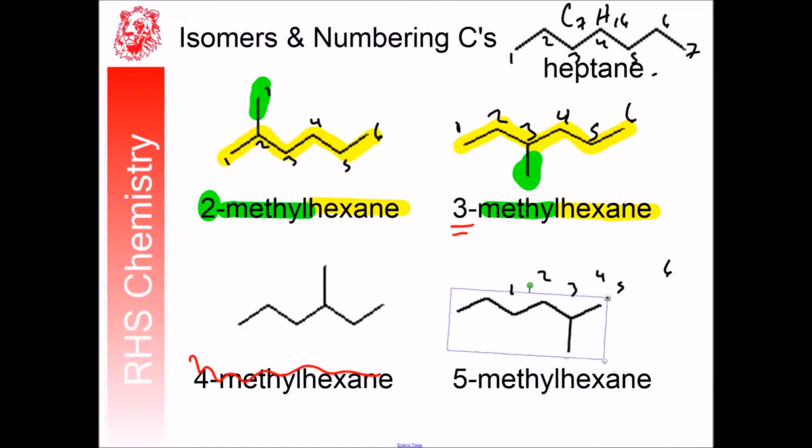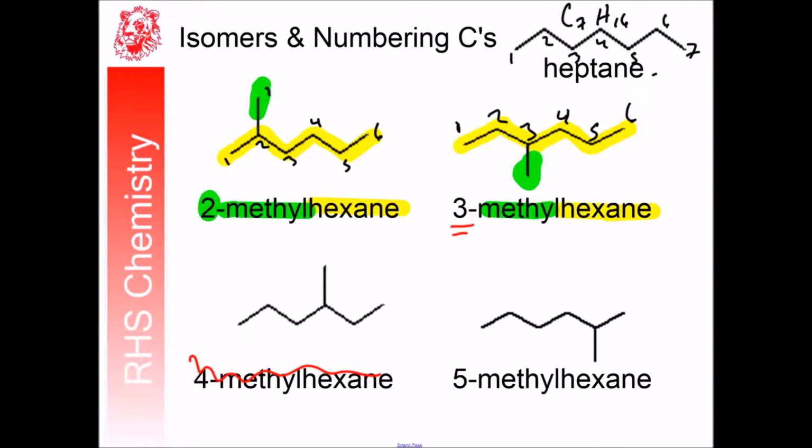When I do my counting, I'm going to want to make sure that I give the branches the smallest possible number. So instead of going this way, 1, 2, 3, 4, 5, 6, I really ought to be going this way, 1, 2, 3, 4, 5, and 6. And so I would end up with 2-methylhexane instead. That's the proper number. Over here, the same, 1, 2, 3, 4, 5, 6, and this would be the same as 3-methylhexane.